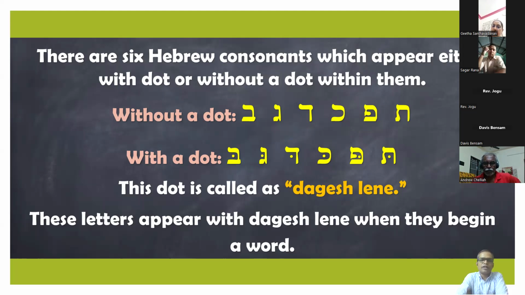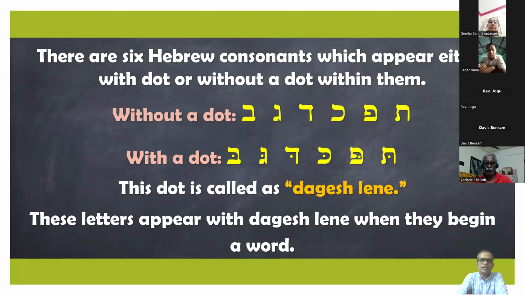So I have written down here, if you see the letters in yellow color: Bet, Gimel, Dalet, Kaf, Pe, Tau. These 6 letters will appear either with a dot or without a dot. That dot is called Dagesh Lene.